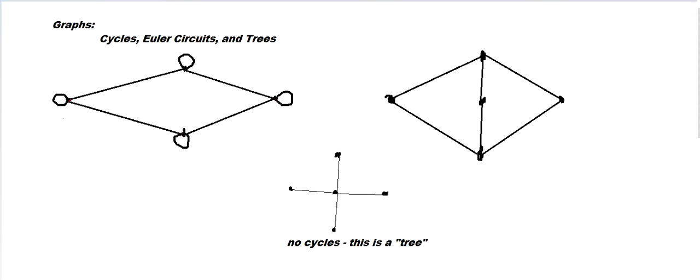And then there's another possibility. If we can find a way to walk along every edge, if we find a cycle that goes through every single edge and then comes back to a vertex, that's called an Euler circuit. So for example, this one here has an Euler circuit.